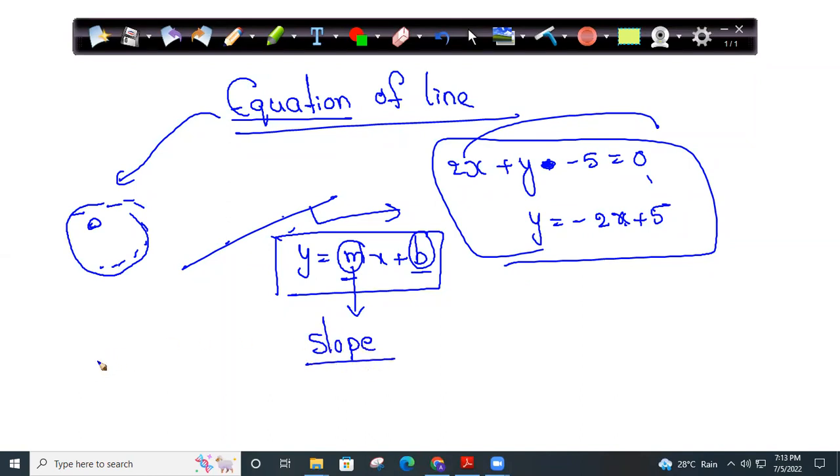What is the meaning of the slope? Inclination of the line with respect to the x and y axis. So this line is inclined around 30 degrees. This line is inclined around 150 degrees. So the inclination of the line, or the tangent of the inclination of the line, or in short, the inclination of the line is said to be the slope.